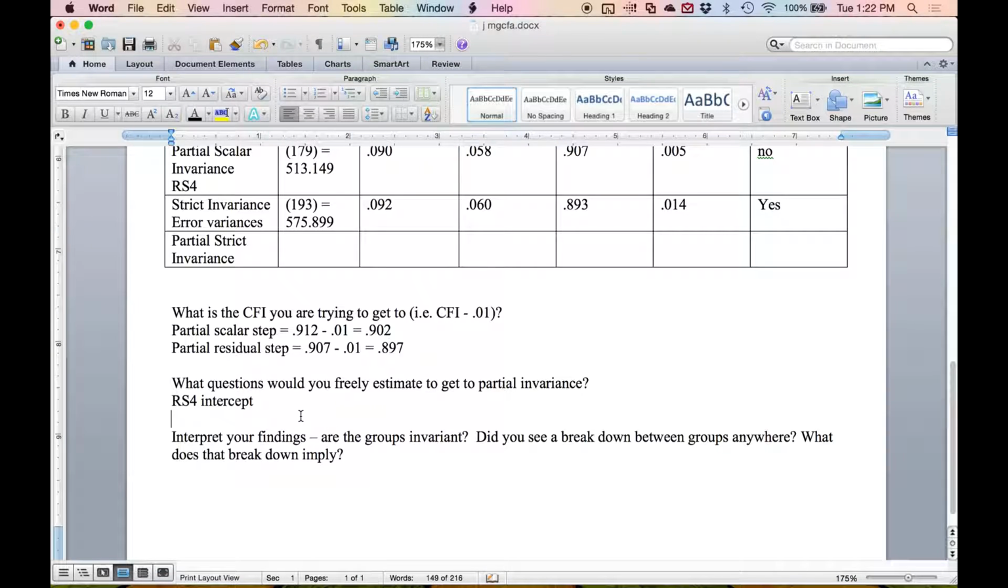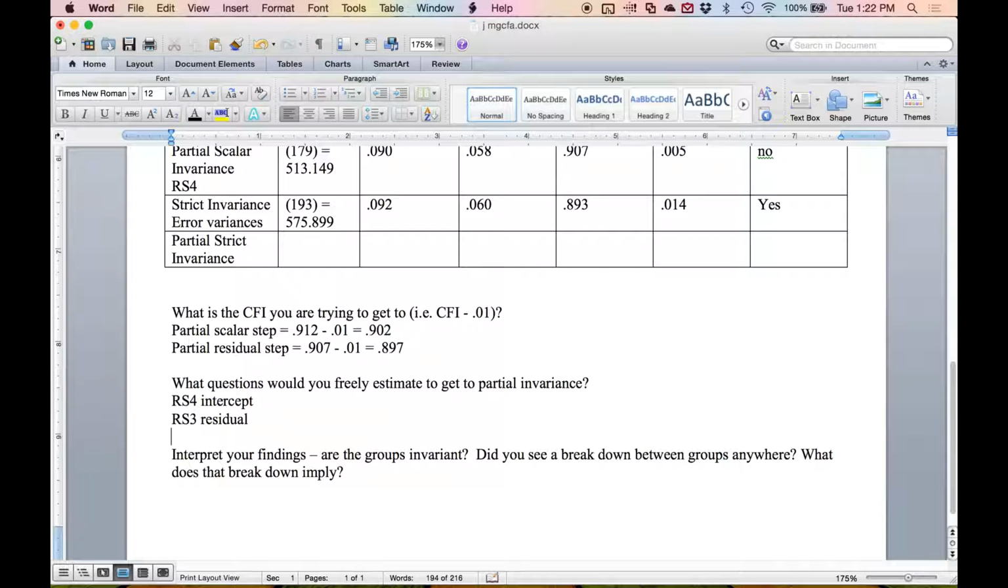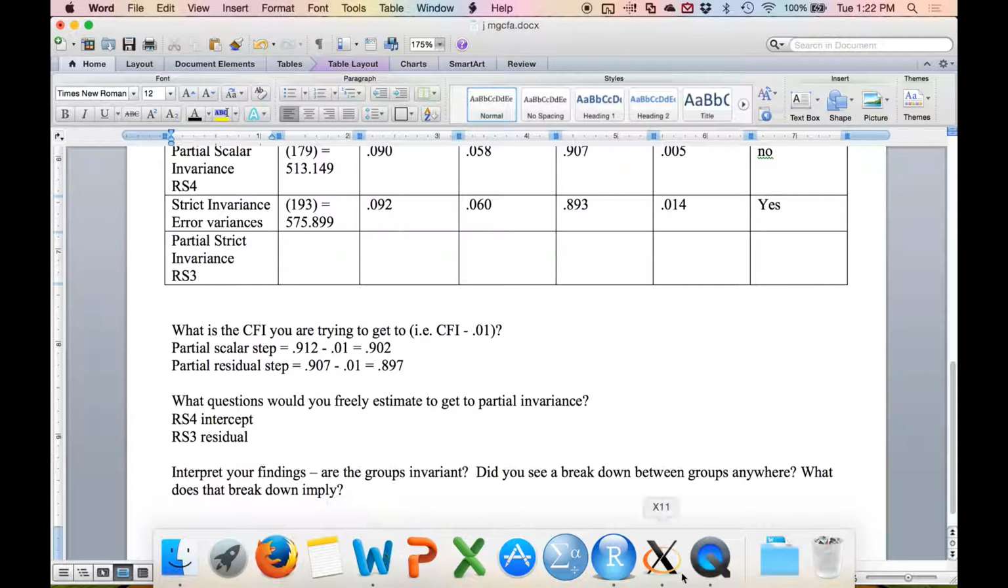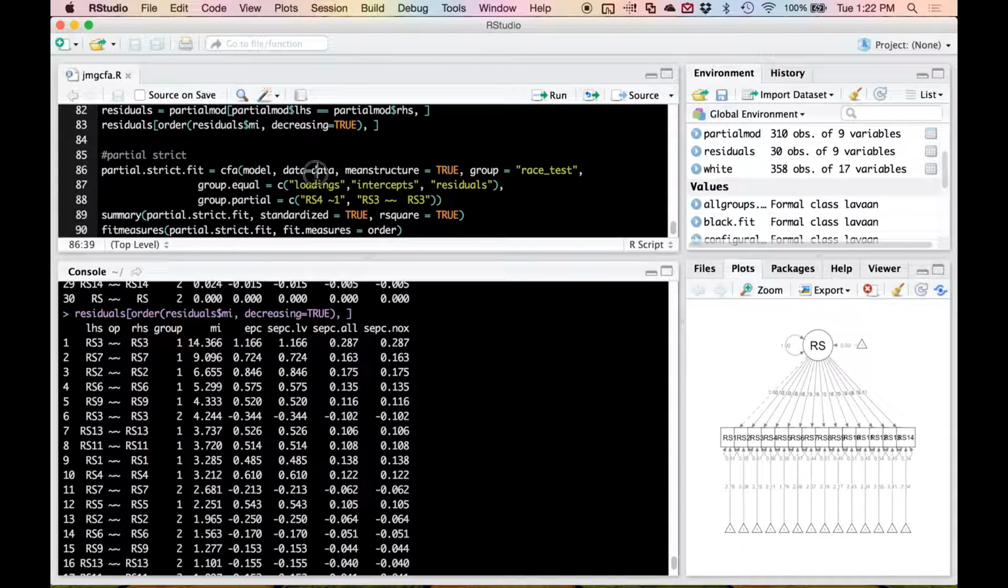So the answer to this question would be RS3 residual. Eeks, just kidding. So let's try RS3. And let's run that, see what happens.